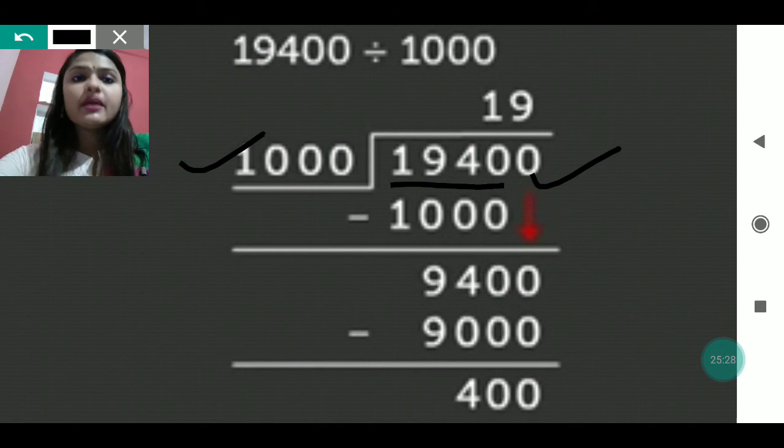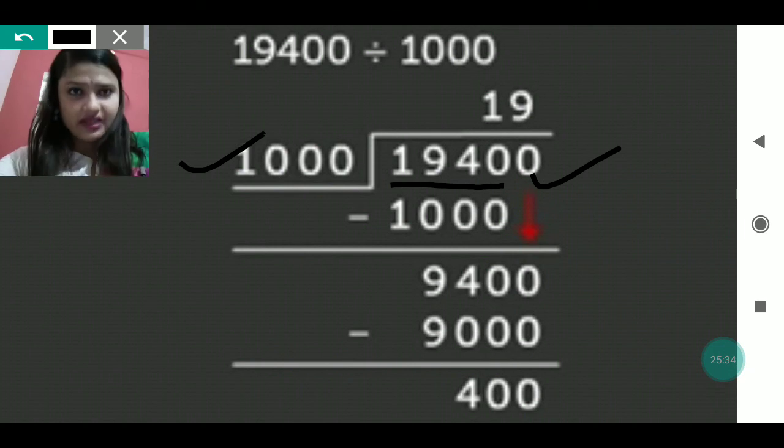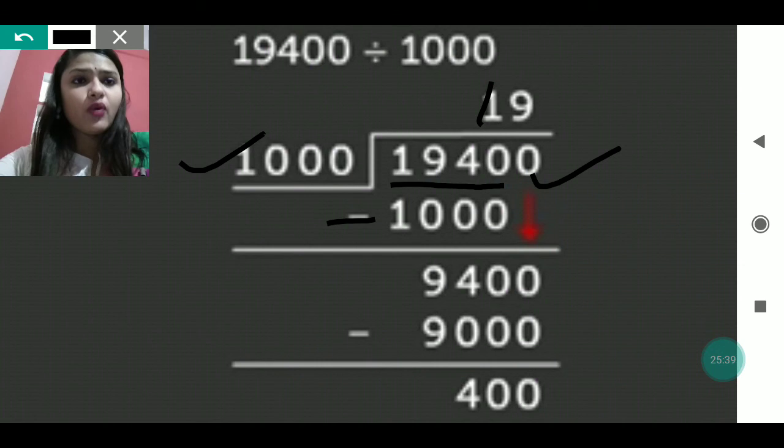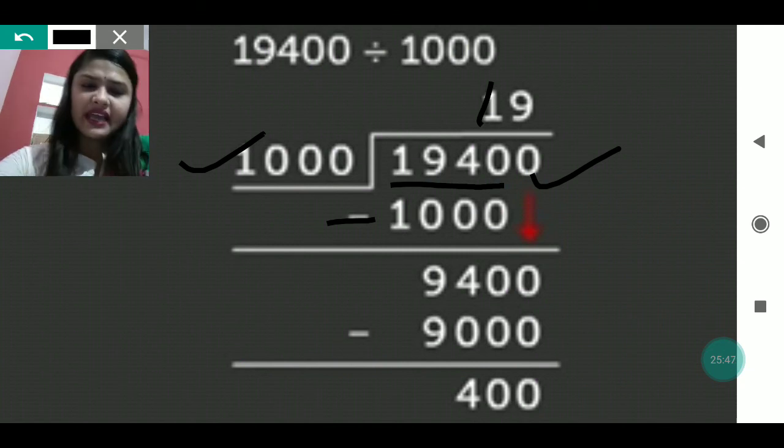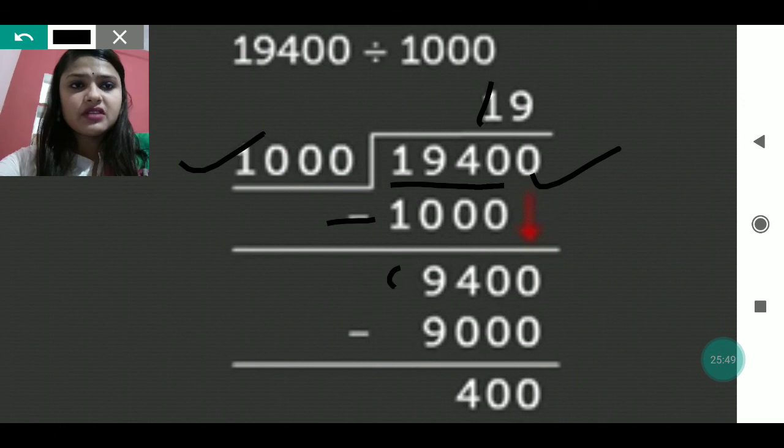So when we read the table of 1000, one time, you will get 1000. So 1 you will write in the quotient column, and 1000 you will write just below 1940. And then you will subtract. 0 minus 0 will be 0. 4 minus 0 will be 4. And 9 minus 0 will be 9. And 1 minus 1 will be 0.